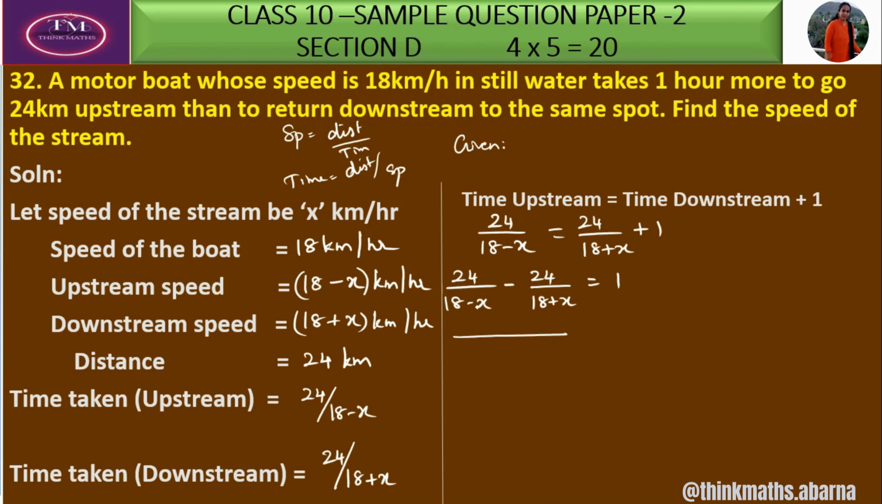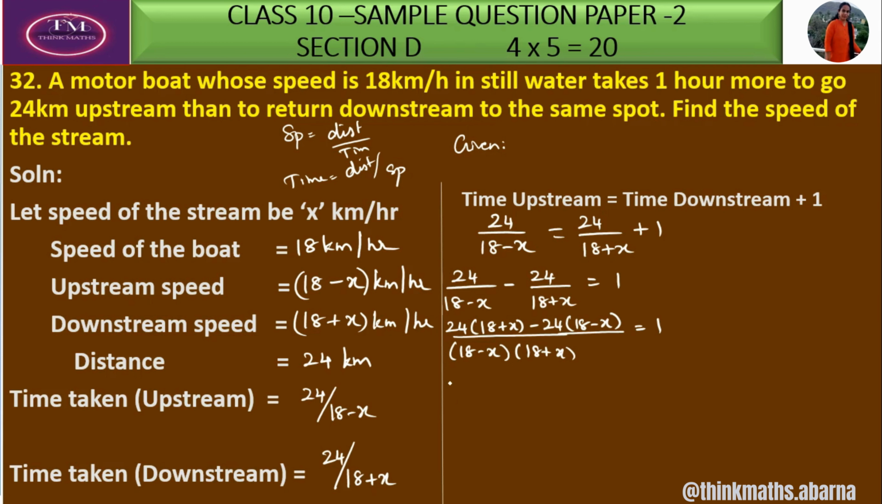If I take 18 minus x and 18 plus x as the LCM, it is of the form a plus b into a minus b, so it will be a square minus b square. So 18 minus x into 18 plus x. Now we have to just cross multiply: 24 into 18 plus x minus 24 into 18 minus x equal to 1.